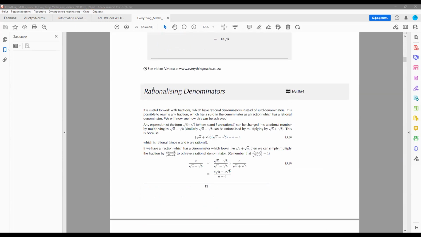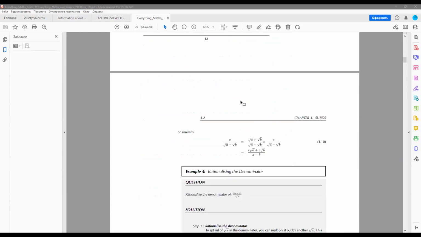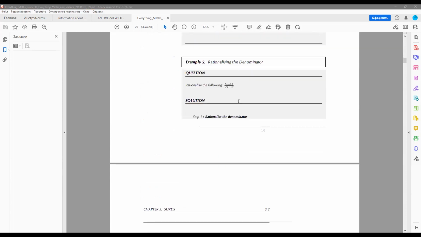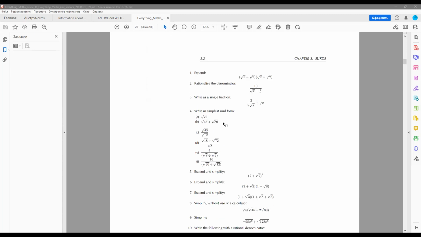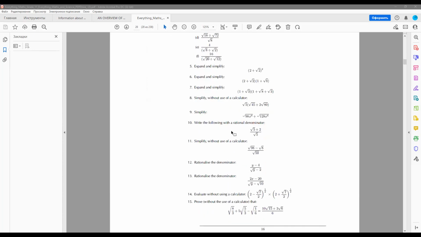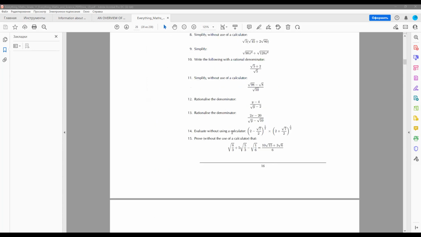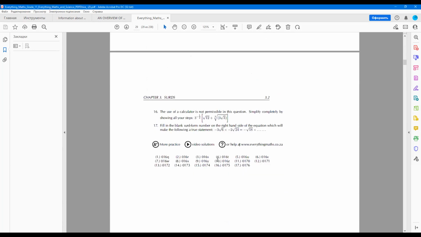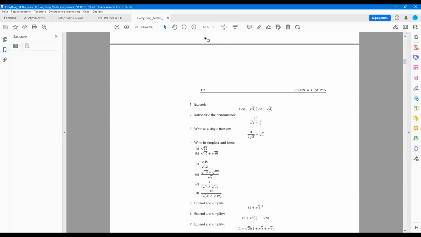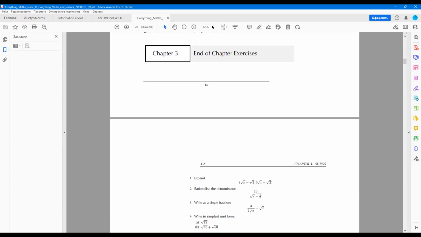You can use rationalizing denominators. At the end of this book, you have these problems. This is also a part of your home task. You have to finish them, all right? You have explanatory videos and solutions as well. You can find them. Understand?